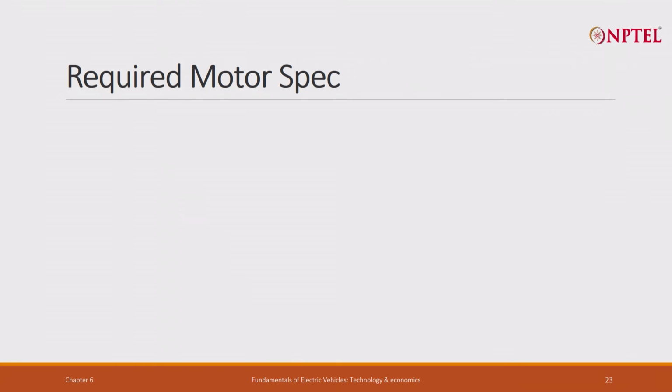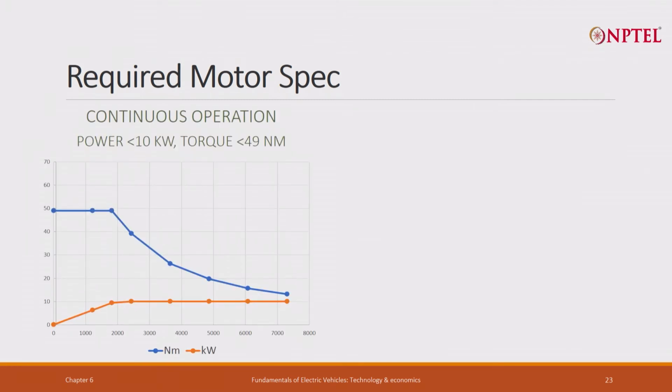So based on all of this analysis, I will show you how the torque speed curve and the power speed curve for continuous operation can be generated and depicted. What you are seeing is for the continuous operating modes, and the blue curve is the torque versus speed curve, and the orange colored curve is the power versus speed curve.